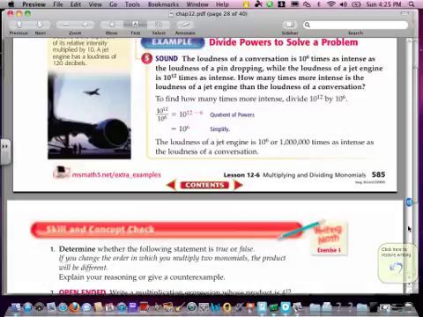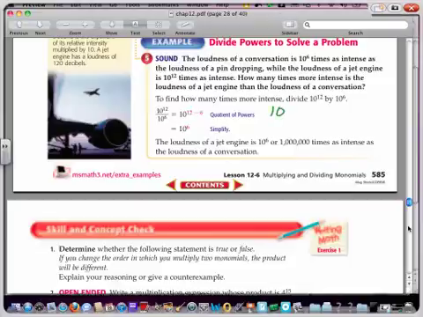All right, let's take a look at this very last example here. Sound. The loudness of a conversation is 10 to the 6th times as intense as the loudness of a pin dropping. So right now, what you're hearing is about 10 to the 6th times greater than if I dropped the pin on the floor. While the loudness of a jet engine is 10 to the 12th times as intense as the pin drop. How many times more intense is the loudness of a jet engine than the loudness of a conversation? Well, okay, 10 to the 12th times for the jet engine, really loud. 10 to the 6th for conversation. We would now subtract. We would end up being 10 to the 6th times more powerful, which is 1,000,000 times more powerful.